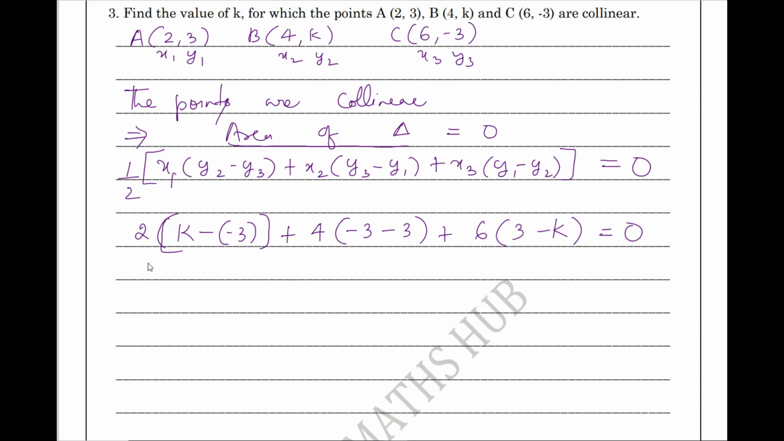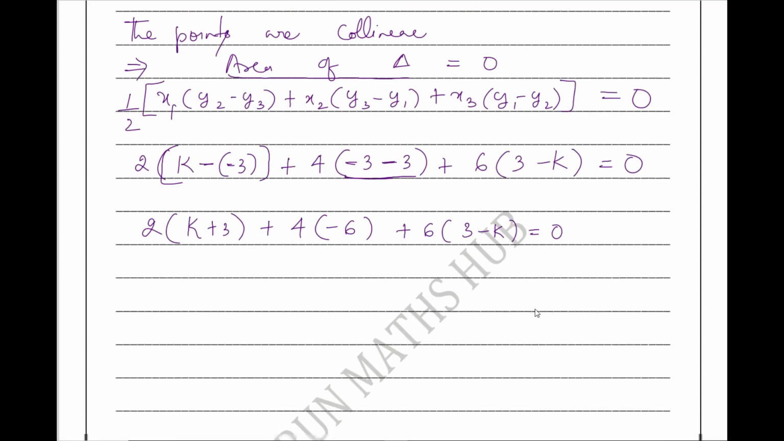Now always try to simplify the terms inside the bracket. Always you should simplify the terms inside the bracket. That will be easy to solve the question. Also you can avoid the mistakes. Now 2 into minus plus, it becomes k plus 3 plus 4 into, I'll be simplifying the terms inside the brackets, minus 3 it is minus 6 plus 6 into 3 minus k as it is equal to 0.